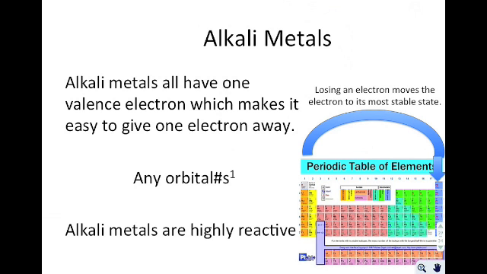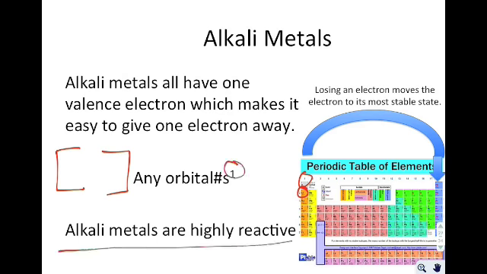Alkali metals all have 1 valence electron, which makes it easy to give the electron away. So it's any shell number, s1. For example, hydrogen is 1s1. Lithium is 2s1. If you go down from there, sodium is 3s1, potassium is 4s1, and so on and so on. Now, that excludes anything that's before it. So for example, lithium is not just 2s1, it's 1s2, 2s1. Because of the ability to give 1 electron away, because they only have 1, alkali metals are highly reactive.